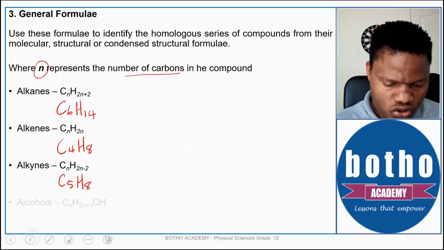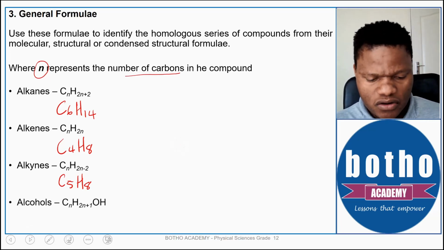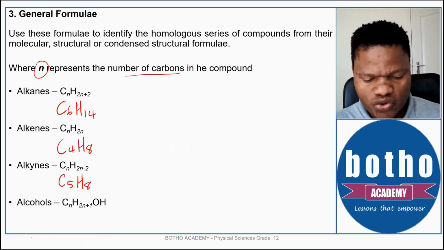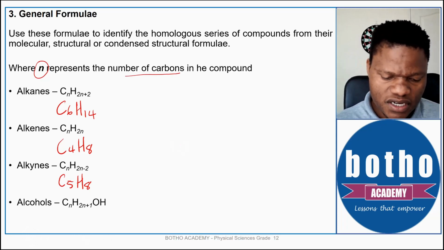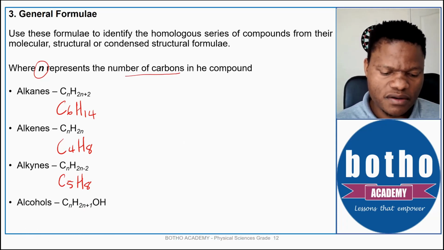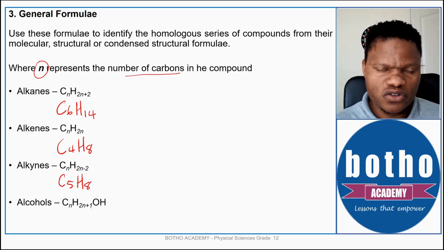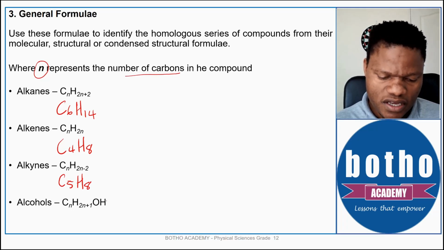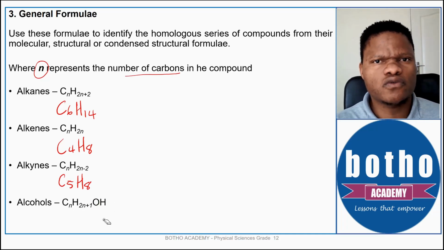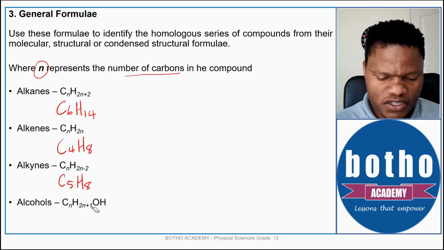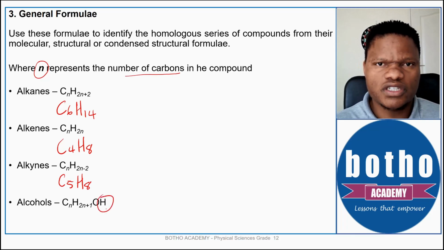And then I want us to also look at the alcohol. The alcohol has the general formula CnH2n plus 1. So this means the number of hydrogens will be 2 times the number of carbons plus 1 more hydrogen. That is excluding the hydrogen that is bonded to the oxygen there, which is the functional group of the alcohol. So the plus 1 there does not include this hydrogen here.